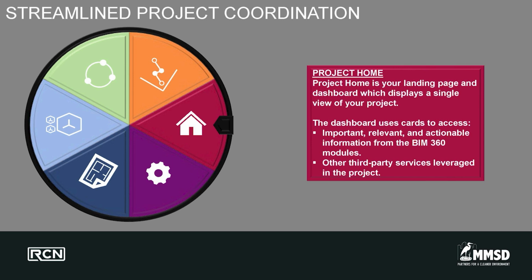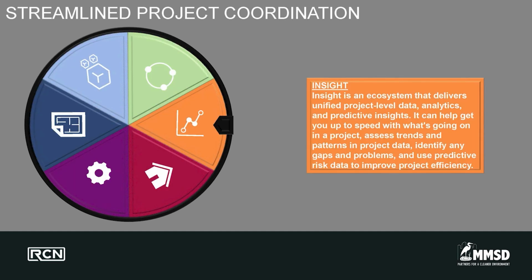When you first get into a project, you'll be taken to the project home where you can see information related to the project's location, weather, any outstanding RFIs or issues. The Insight ecosystem allows you to use Power BI to extract data from. You can see scheduling and other information related to that project that you might need access to.